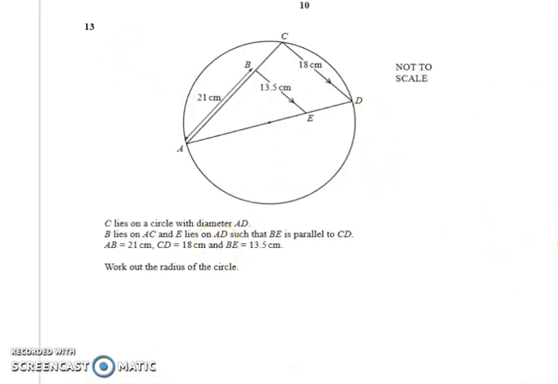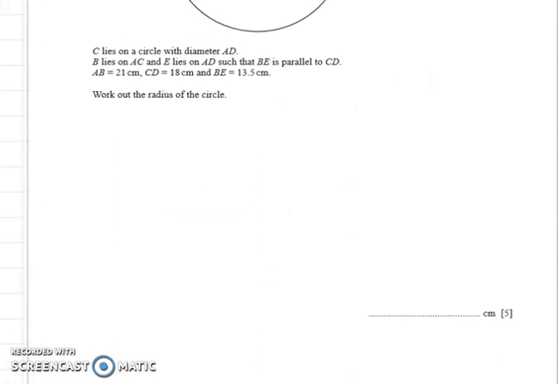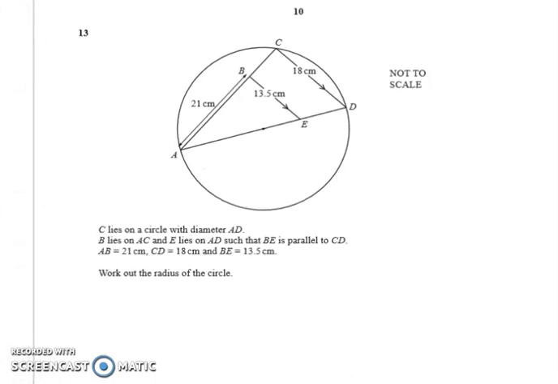This is question number 13, and here is a 5 marks question. The task is to find the radius of the circle. We can see that this triangle is parallel, so it is a similar triangle concept. This triangle is similar, and I draw this. Let me draw another one with a blue color. It's a similar triangle.